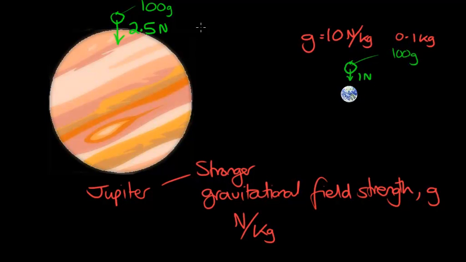But on Jupiter, Jupiter's gravitational field strength is about 25 newtons for every kilogram of mass. And so our apple, which weighs 1/10 of a kilogram, will have a force or a weight of 2.5 newtons.